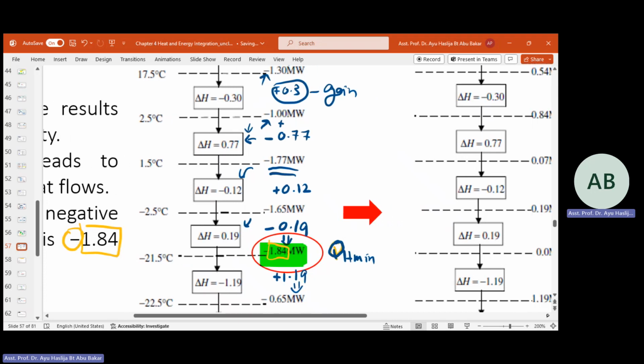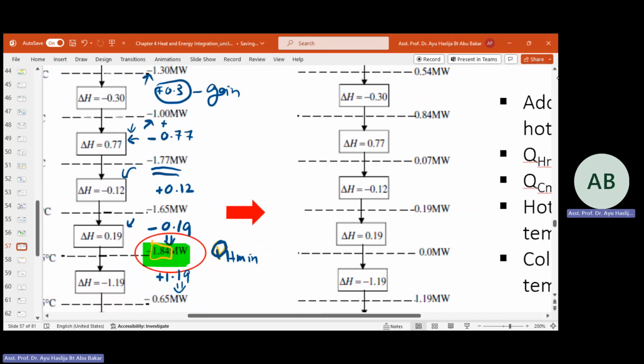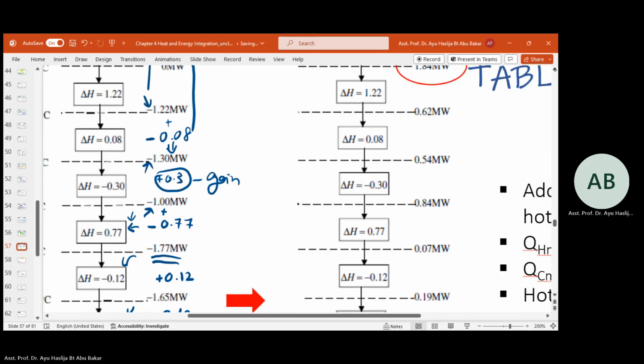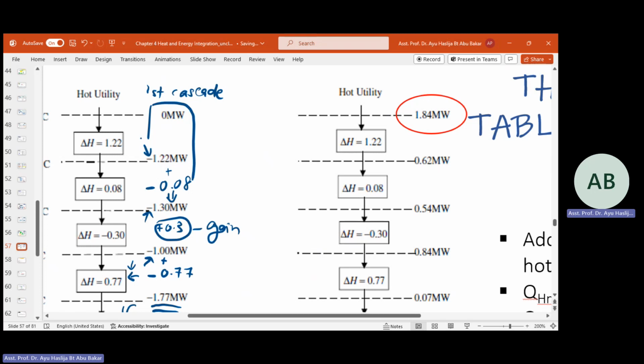Now using that QH min, then we move to the next cascade, the second cascade. From the first cascade, we already identified the QH min that we need to supply. Now using that value, let's say you have 1.84, the amount that you get from the first cascade.